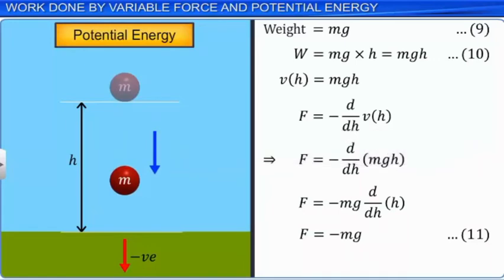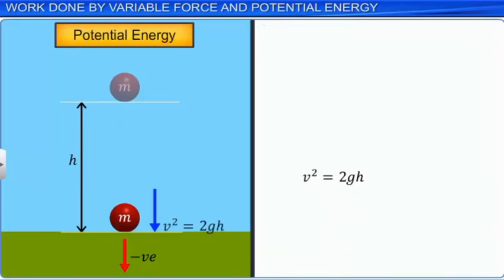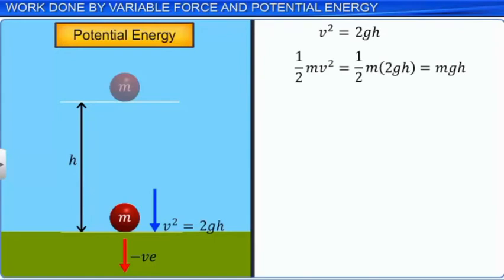The body strikes the ground with the velocity v denoted by the expression v square is equal to 2gh. On multiplying both sides of the above equation with half m, we get half mv square is equal to half m into 2gh, which is equal to mgh. The left side of the equation is the kinetic energy of the body on reaching the ground, and the expression on the right is the potential energy stored.